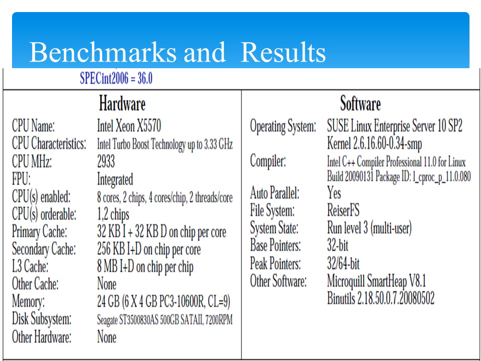Coming to the hardware and software specifications of this processor, you can observe the key hardware specifications. For example, Intel Turbo Boost technology is one of the key CPU characteristics, and 2933 CPU megahertz with the integrated FPU. Coming to the software, it has the SUSE Linux Enterprise Server operating system with the compiler Intel C++ Professional with auto parallel, and it has a ReiserFS file system.